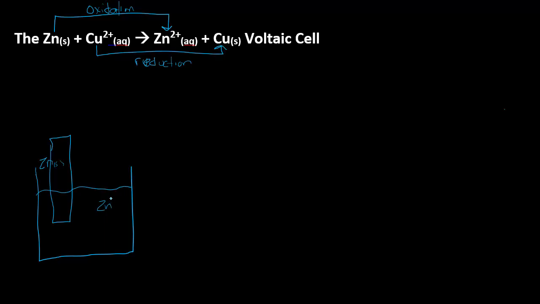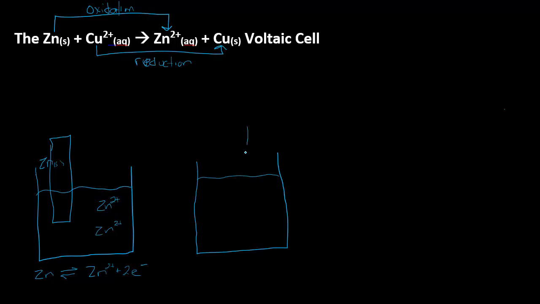So I would take, as you can see there, a poorly drawn piece of zinc, and I'm going to immerse it in a solution that contains zinc 2+ ions. We know the reaction that happens in this half cell is the oxidation. So this is where some of the solid zinc would dissociate into zinc ions and free electrons.